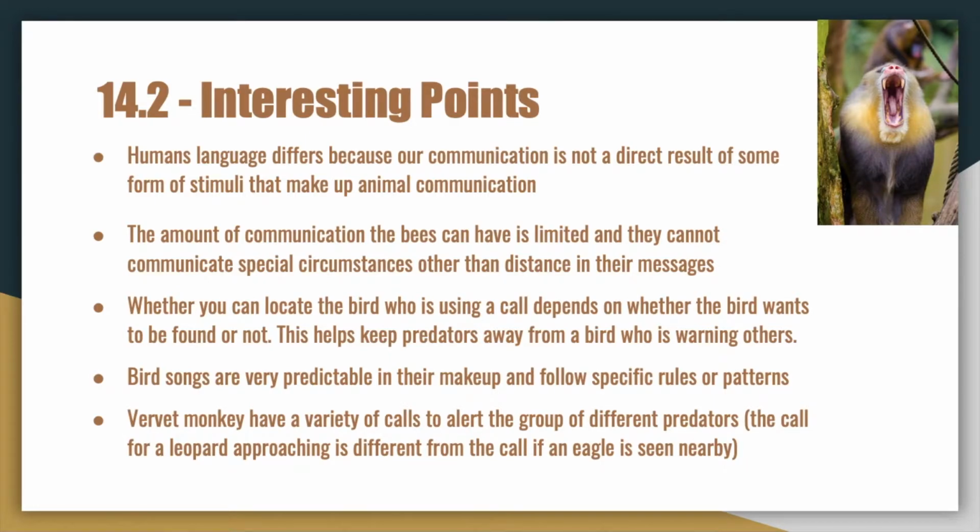Birds can change the sound of their calls to hide their location. Whether you can locate the bird who is using a call depends on whether the bird wants to be found or not. This helps keep predators away from a bird who is warning others. Bird songs are very predictable in their makeup and follow specific rules or patterns. Vervet monkeys have a variety of calls to alert the group of different predators. For example, the call for a leopard approach is different from the call if an eagle is seen nearby.